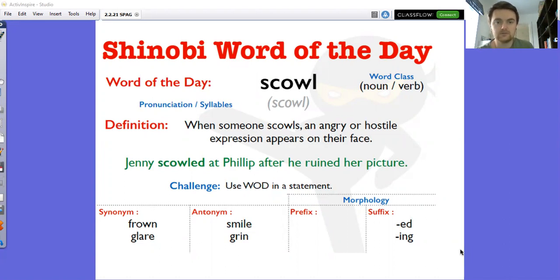So on your document that's got your word of the day on there, have a go at writing a sentence using the word of the day.